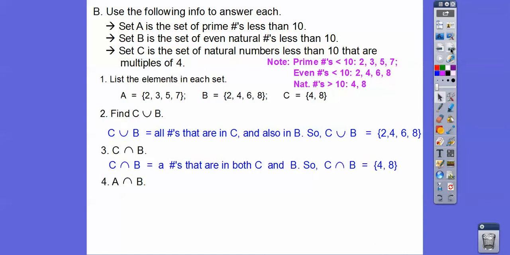Okay, and then A intersection B. So here's A, here's B. What do they have in common? That would be our intersection. They only have that 2 in common, so that would be our answer right there, okay?